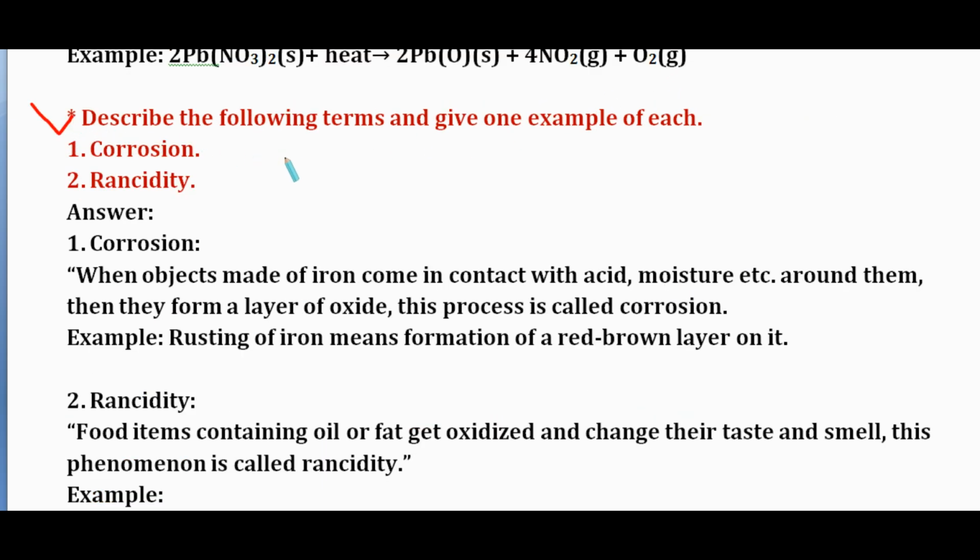Next question, describe the following terms and give one example of each. This is corrosion and rancidity. Answers, corrosion. When objects made of iron come in contact with acid, moisture, etc. around them, then they form a layer of oxide. This process is called corrosion. Example, rusting of iron means formation of red-brown layer on it. It is an example of corrosion.